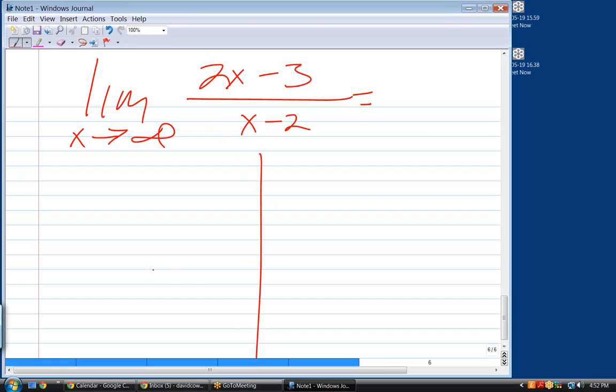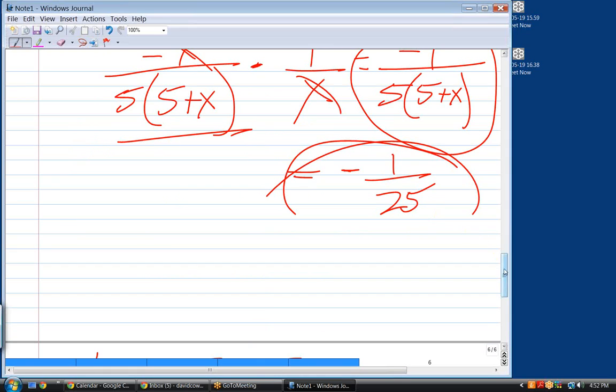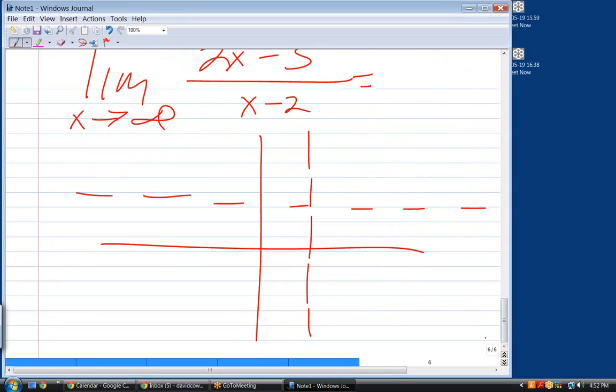Yes. In other words, if I was going to graph this function, there's a vertical asymptote at x equals 2, because that's what makes the denominator 0. But there's a horizontal asymptote at y equals 2 also. And it's hyperbolic in nature, meaning it's probably going to look something like this. As x goes to positive infinity, this function goes to 2. As x goes to negative infinity, this function goes to 2. Okay?